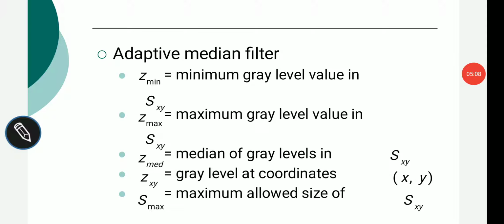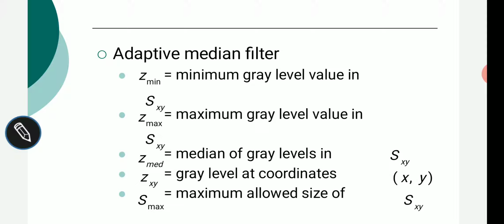Now let us see the adaptive median filter. The median filter performs well if the spatial density of the impulse noise is not large, that is, the probability of Pa and Pb is less than 0.2. Otherwise, we go for the adaptive median filter, which can handle impulse noise with probabilities larger than this 0.2 value.